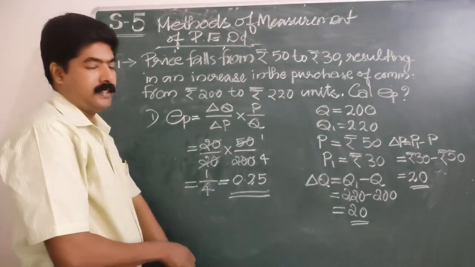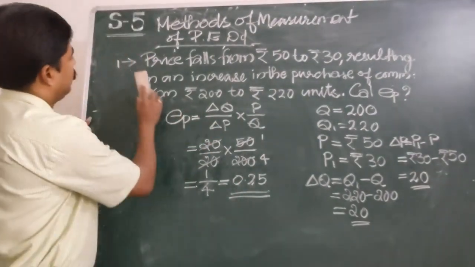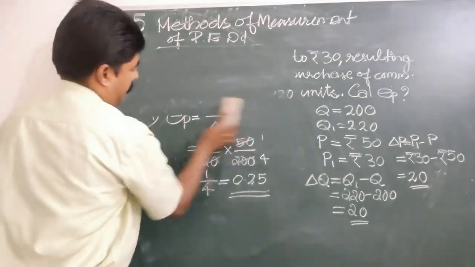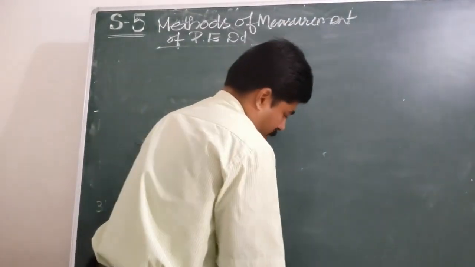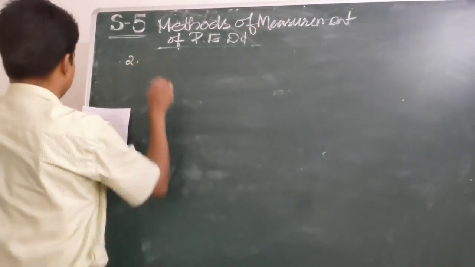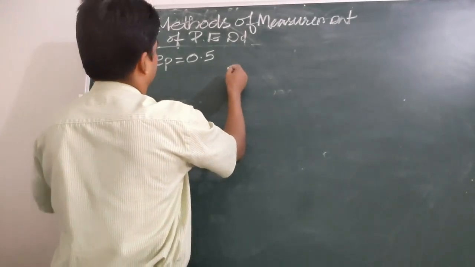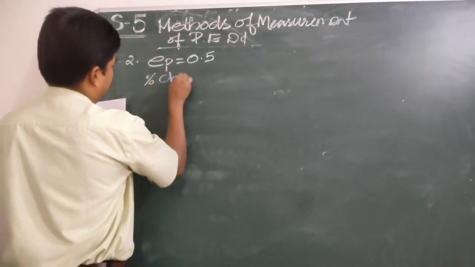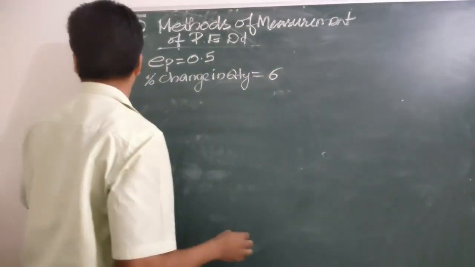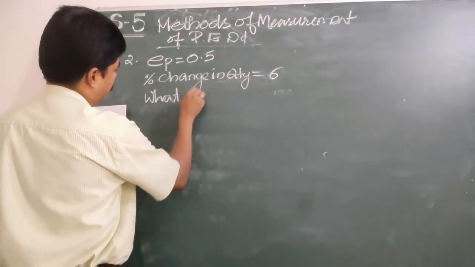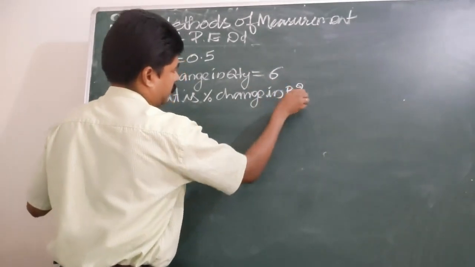Is that clear? Okay. If we see another type of question with another formula, we can also note that. Let me write. Price elasticity is equal to 0.5. Then percentage change in quantity is equal to 6. What is the percentage change in price? This is the question.